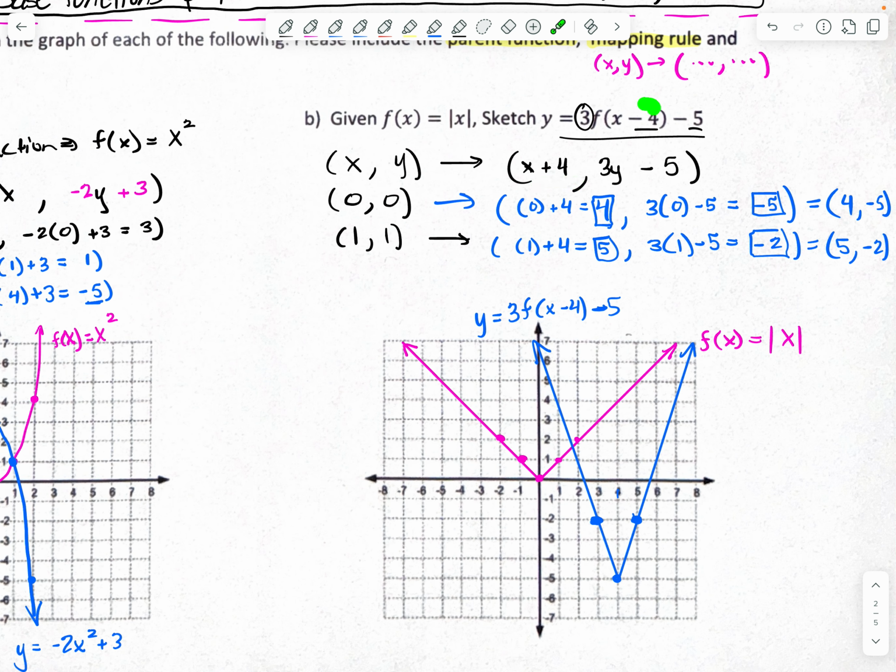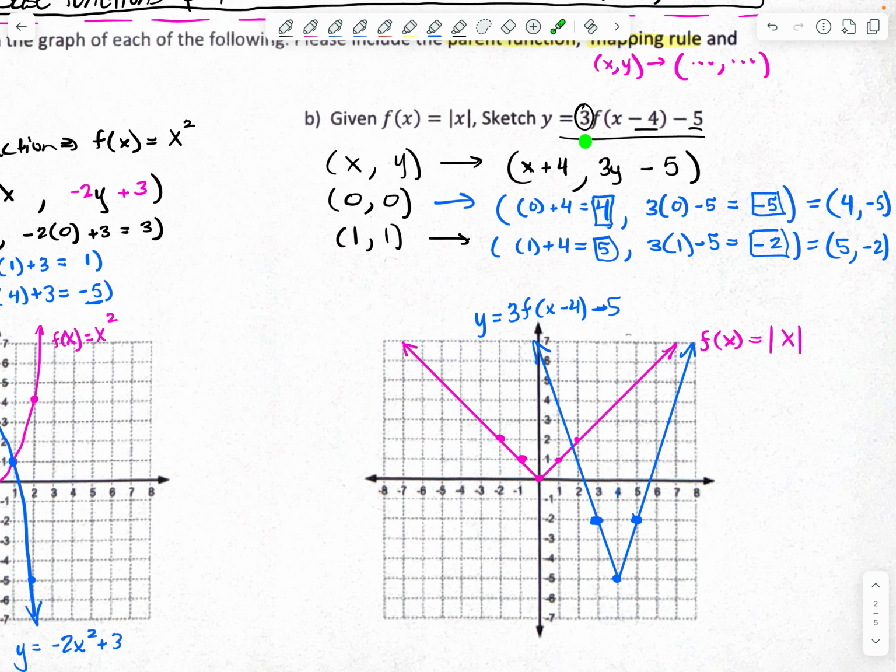And notice this is inside the brackets of the input. Hence, that's why that -4 is affecting me horizontally, whereas this -5 is outside all that internal action, so it's affecting me vertically, my output. Okay, so I can go ahead here with that 0, 0. You can see the formula here for the mapping rule. Plugging in 0 here and simplifying, I get 4. Plugging in 0 into y here, I get -5. So 4 and -5.